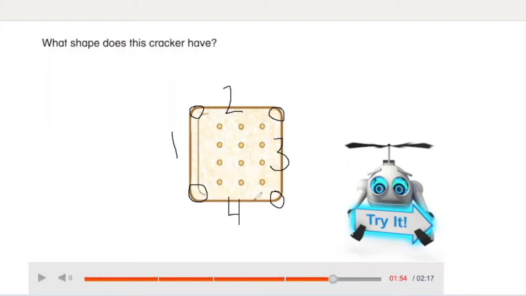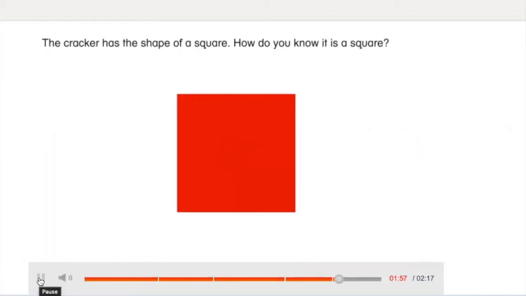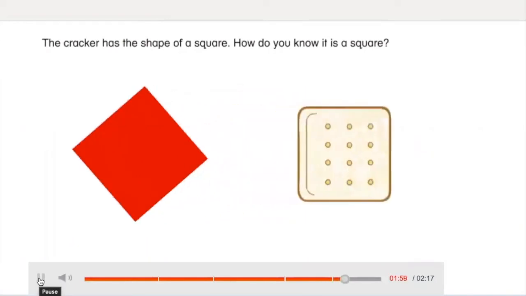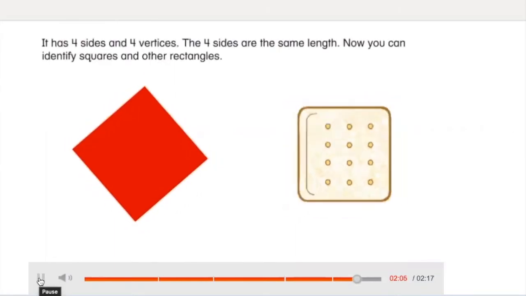All of the sides are the same length. We also know because it's closed and the sides are straight. This is a square. The cracker has the shape of a square. How do you know it is a square? It has four sides and four vertices. The four sides are the same length.